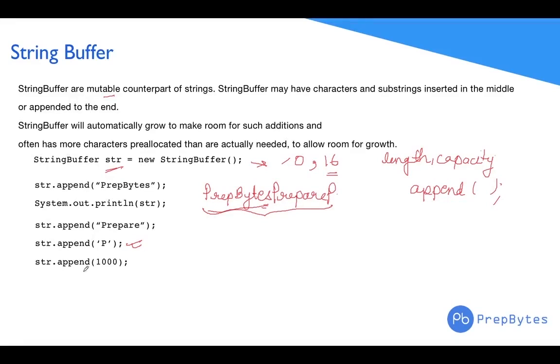So if we do something like str.append(1000), then this 1000 is converted to string, and that is appended at the end of the original string. So this is how we can modify the strings using StringBuffer. This is how we create a string object. Now you must be wondering, what is this length and what is this capacity? We will talk about it.